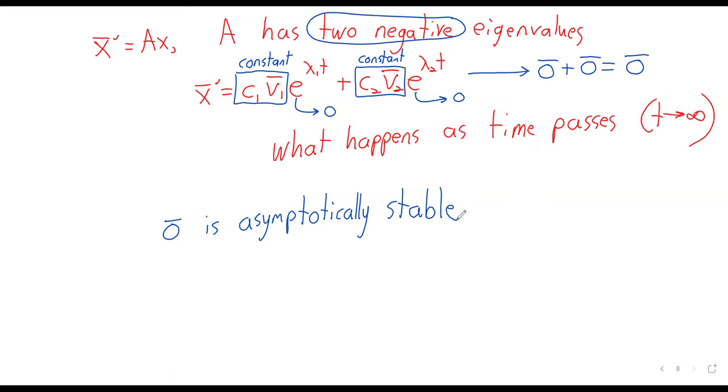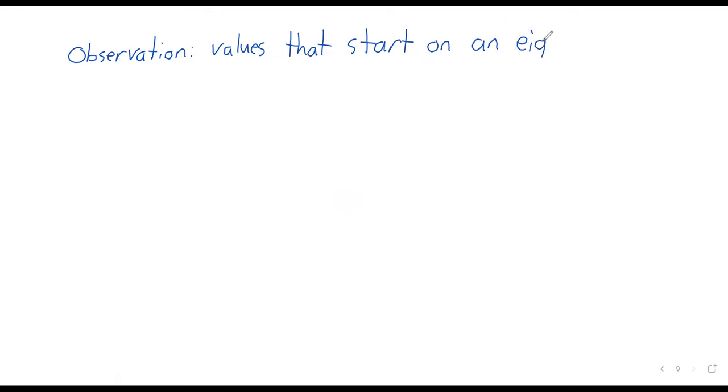So all of these cases are going to be easier to understand if we make the following observation. Values that start on an eigenvector remain on the eigenvector.